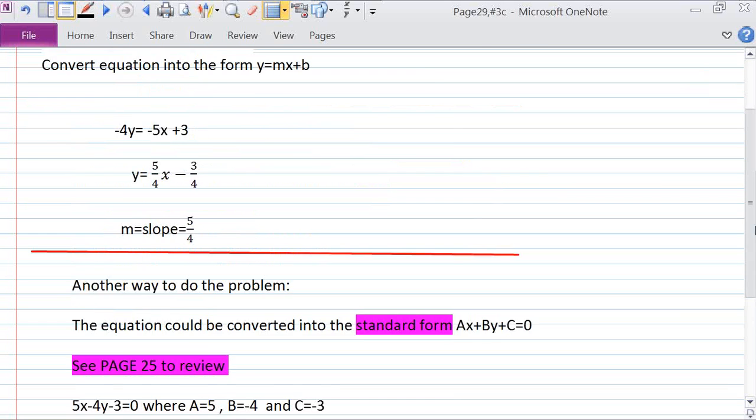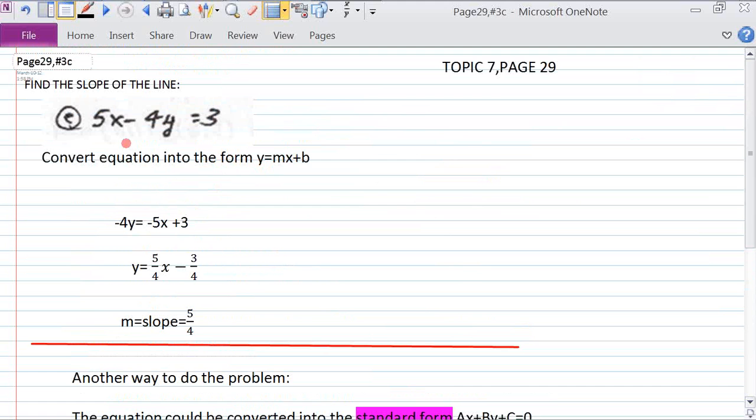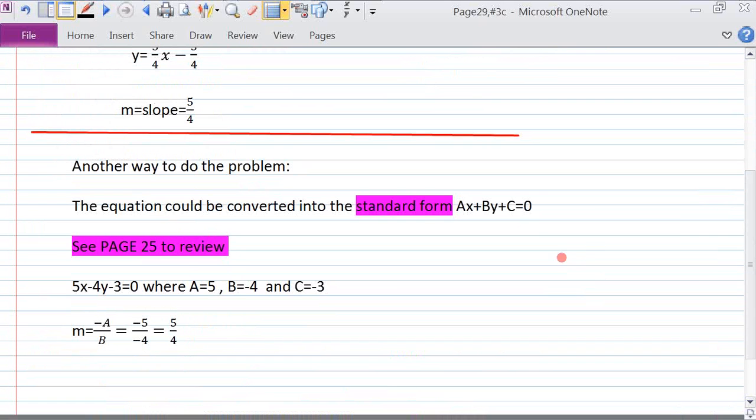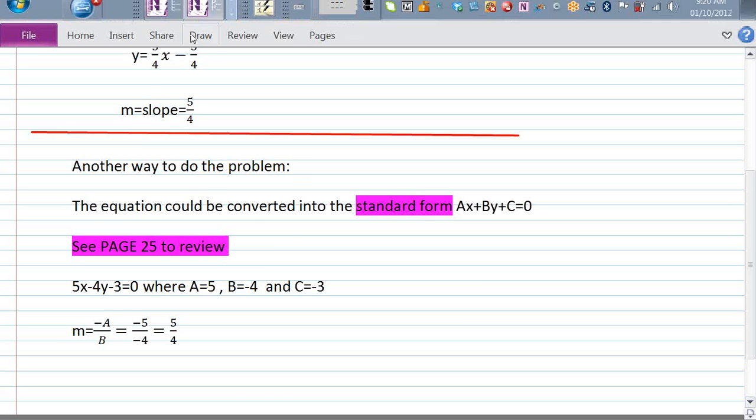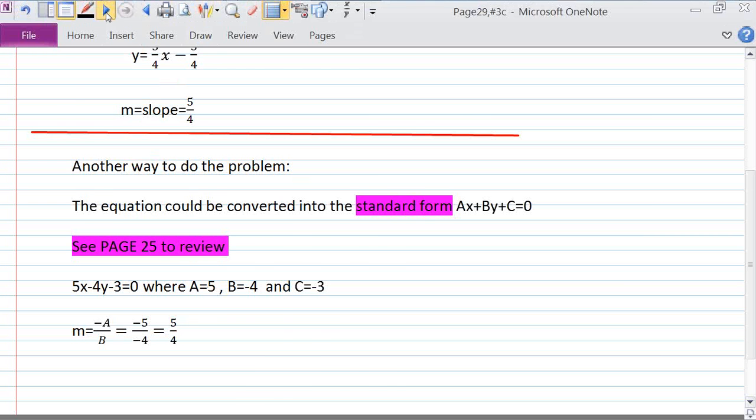So to go over here, what we did is we converted the equation to the form y equals mx plus b, which is one way of giving the equation of a straight line. Another way of giving it is in the form ax plus by plus c equals 0, where the slope is calculated in this way. And it doesn't matter whether we use the standard form or the form y equals mx plus b, we get the same value of the slope.